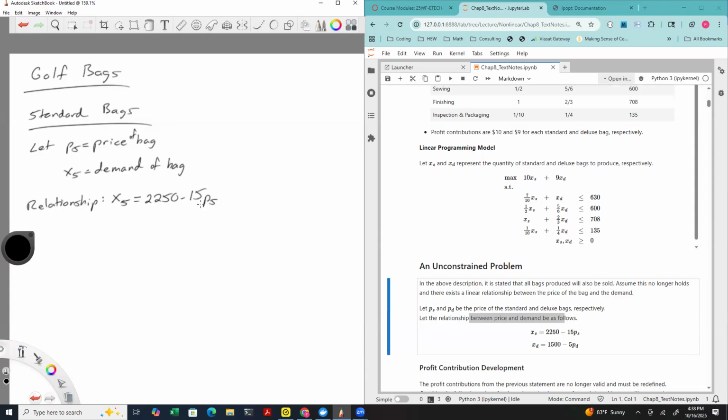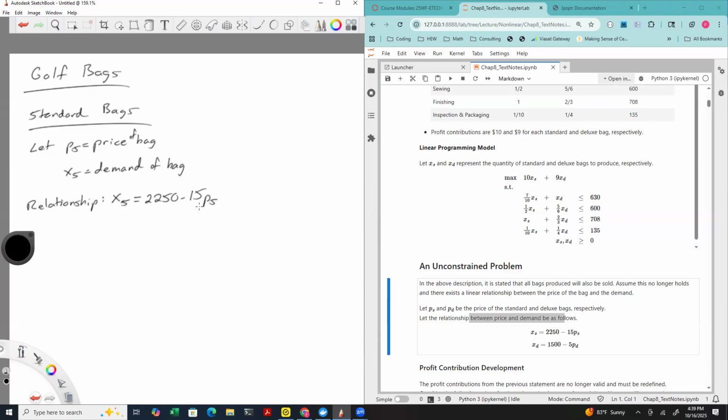And so we need to determine a way to compute the overall profit contribution for the standard bags, right? That's still a requirement for our objective function. Well, if we think about that, we would have some sort of revenue computation. And the revenue would be X sub S times P sub S. But X sub S looks like this.